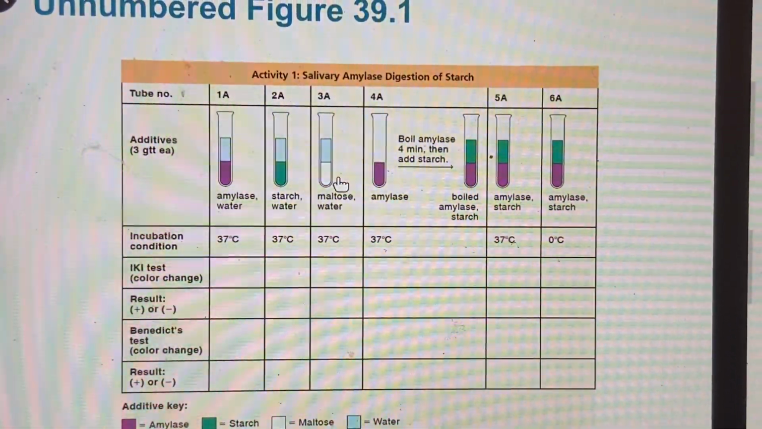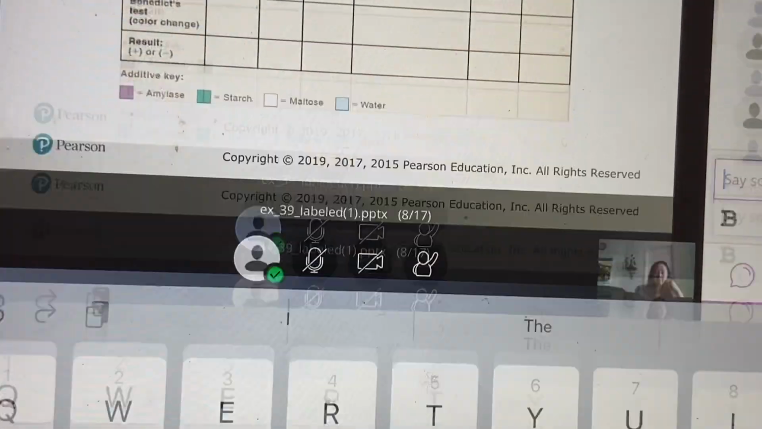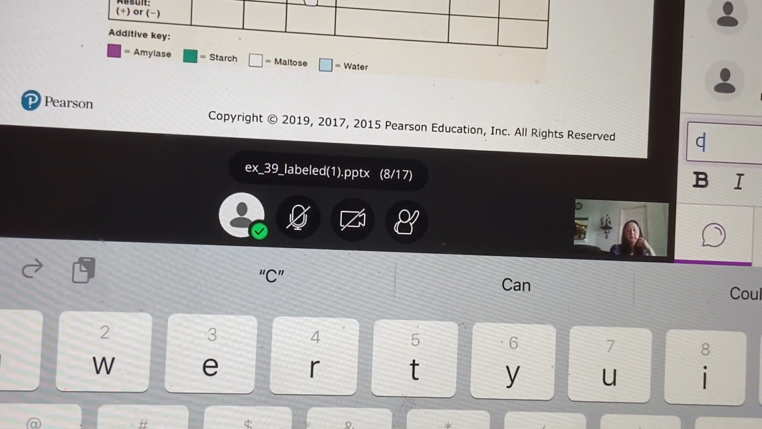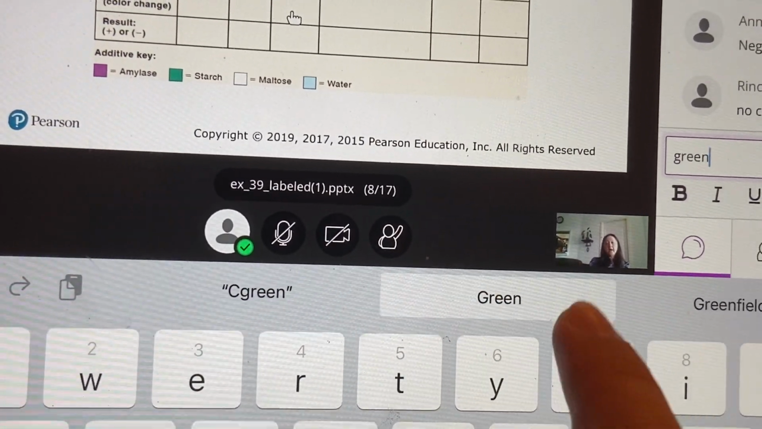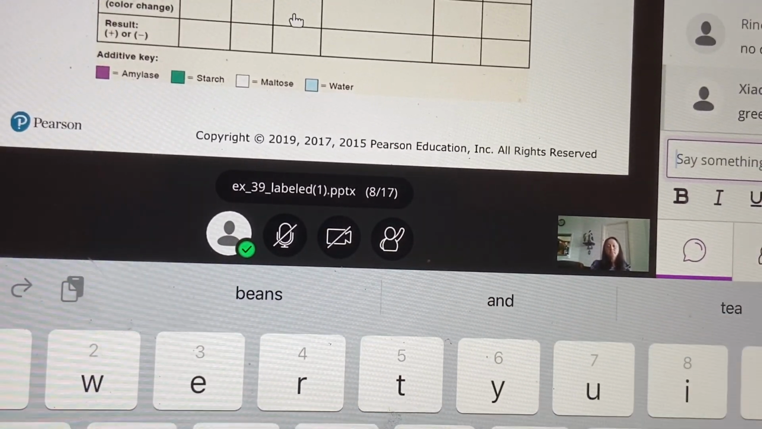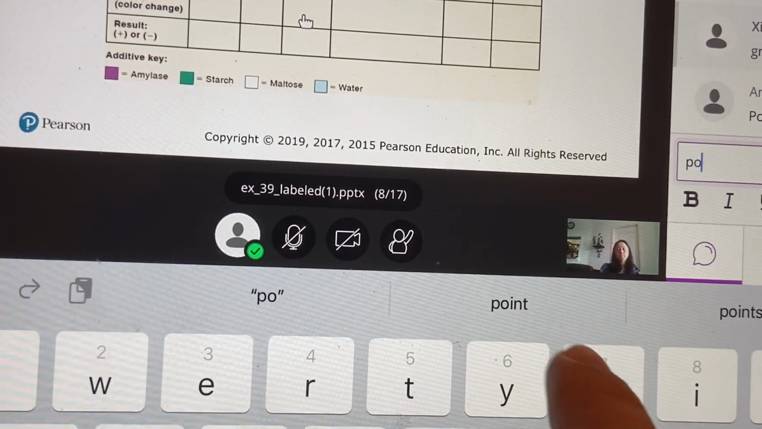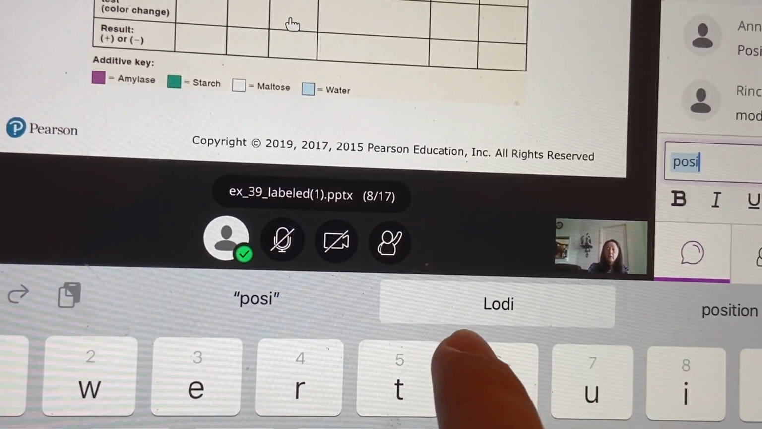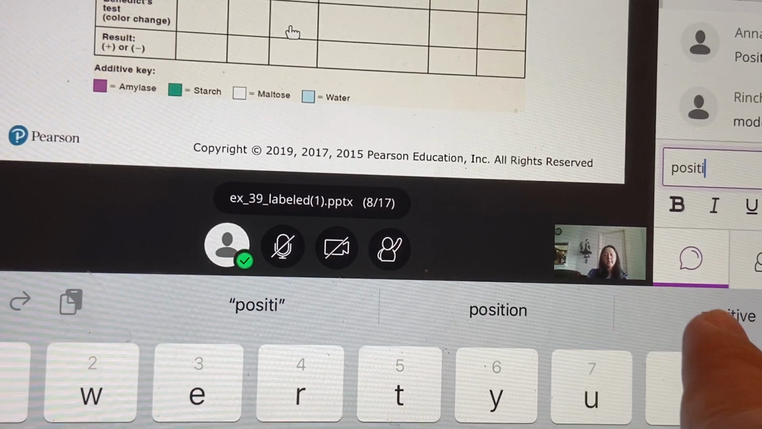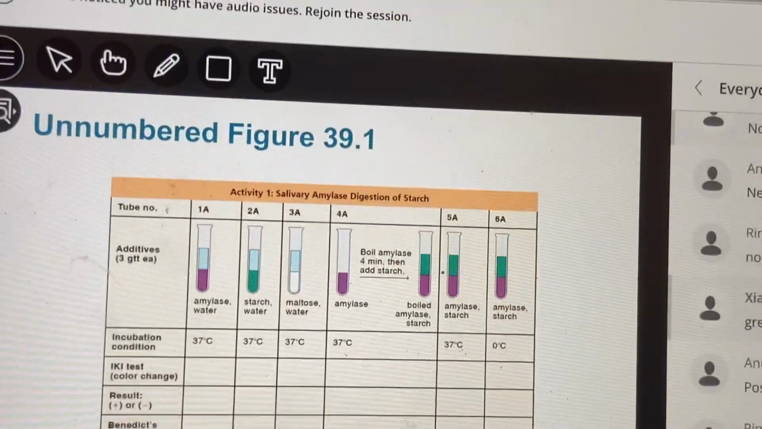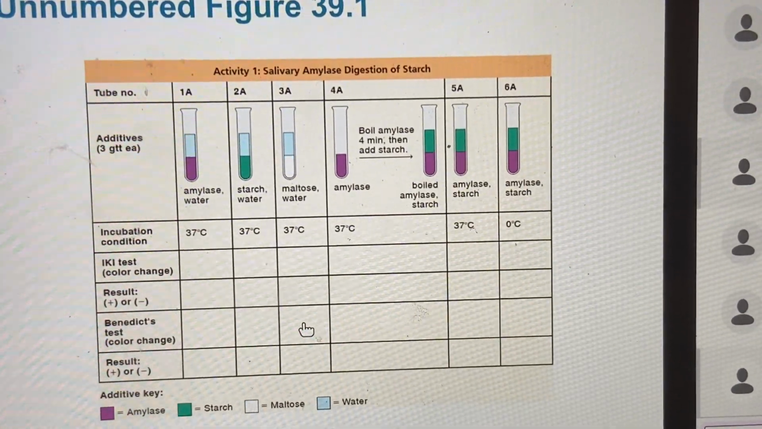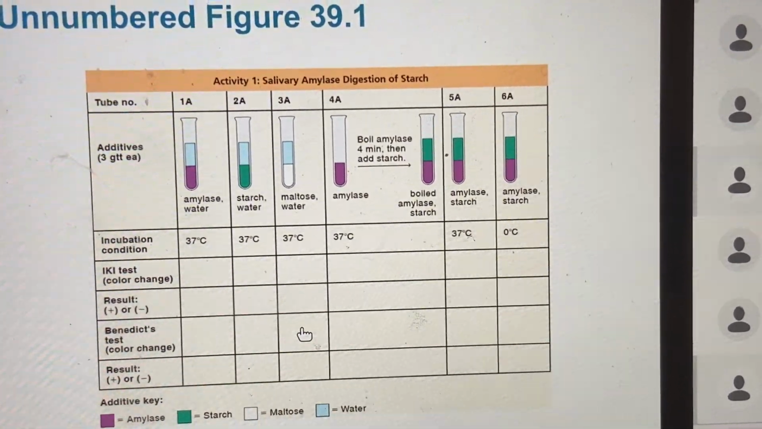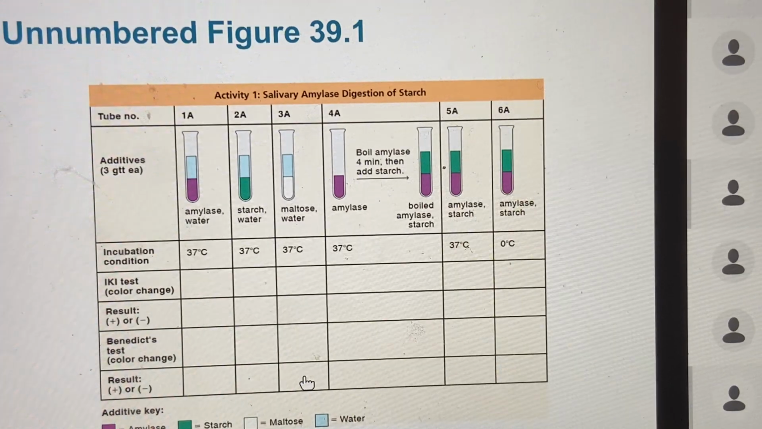Okay, maltose and water. Maltose tested for positive. As we said, maltose is a simple sugar. Green, okay, you say green. You can say green, positive, moderate chains, okay. Maltose, okay, so it's positive for Benedict's. You can give it the green color, okay, and the result is positive.